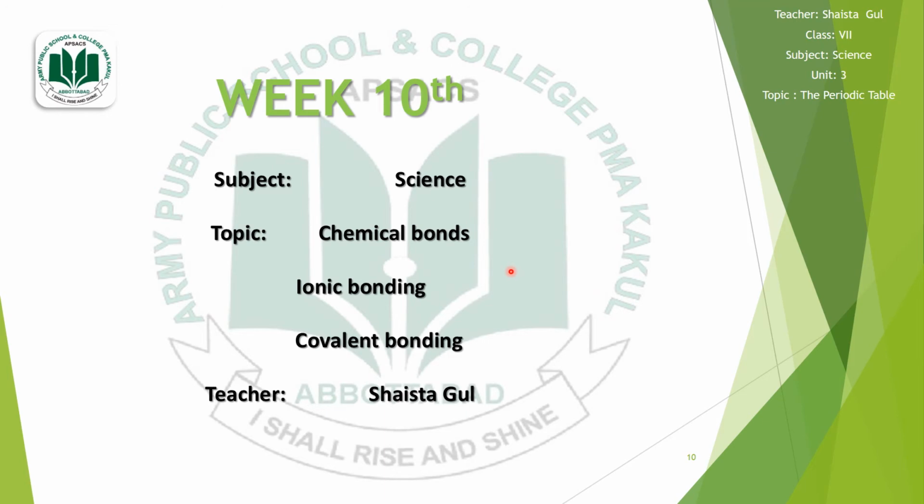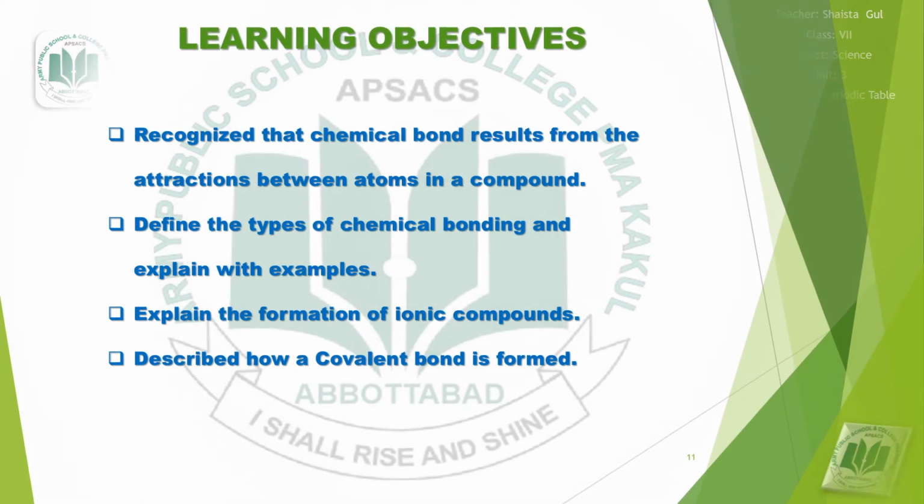Topics related to week 10 are chemical bonds, ionic bonding and covalent bonding. Learning objectives. Recognize that a chemical bond results from the attractions between atoms in a compound. Define the types of chemical bonding and explain with examples. Explain the formation of ionic compounds. Describe how a covalent bond is formed.